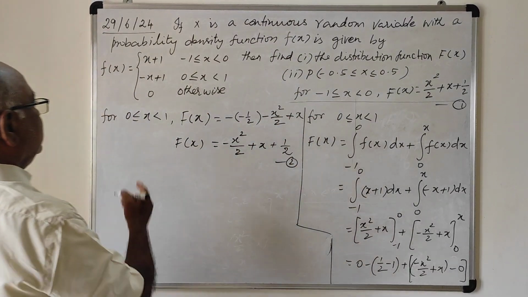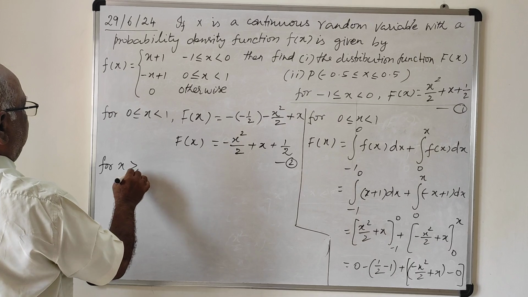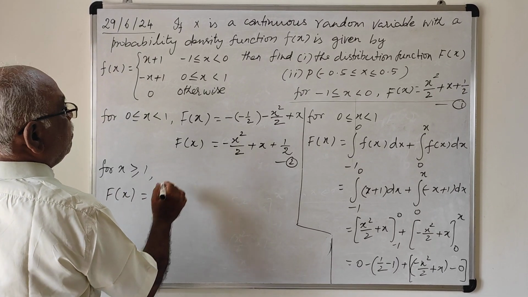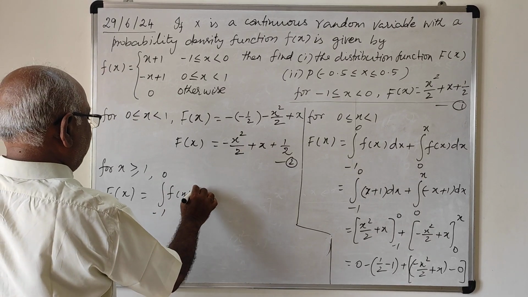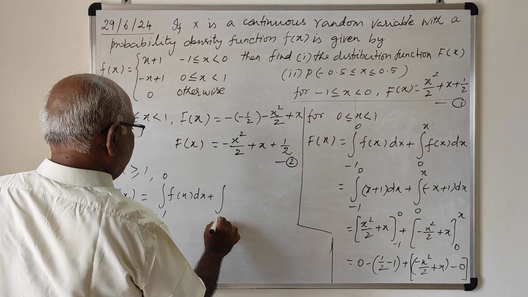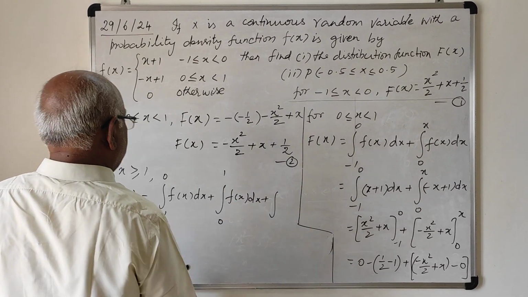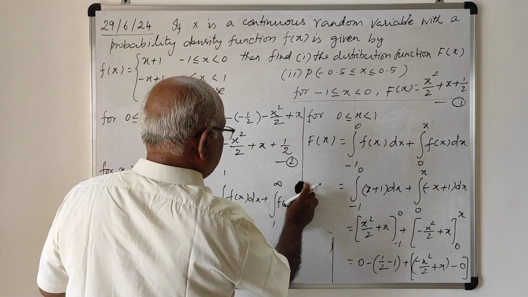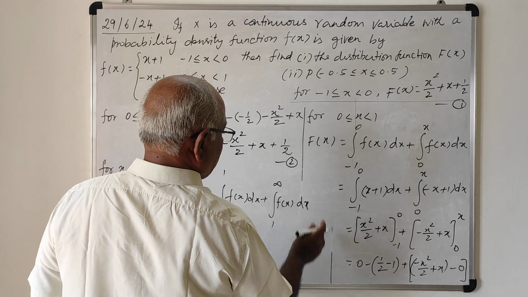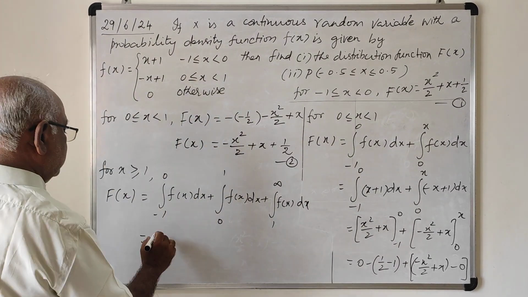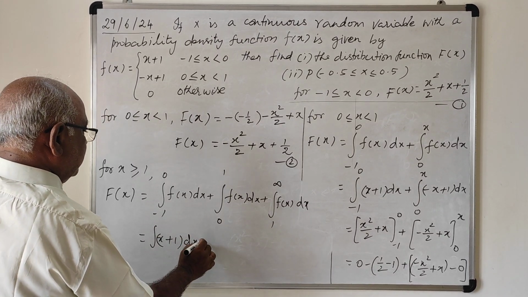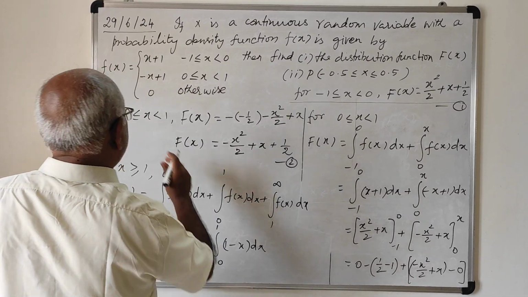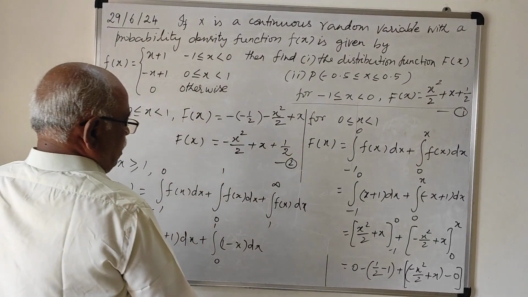Two cases, and further for x greater than or equal to 1. The third one is for x greater than or equal to 1. Out of 1, the integral of f of x is the integral from minus 1 to 0 of f of x dx plus the integral from 0 to 1 of f of x dx plus the integral from 1 to infinity of f of x dx. So this is the integral from minus 1 to 0, where f of x is x plus 1, dx, plus the integral from 0 to 1, where f of x is minus x plus 1, dx, or 1 minus x dx. You can write it also that way, or otherwise keep it as it is.